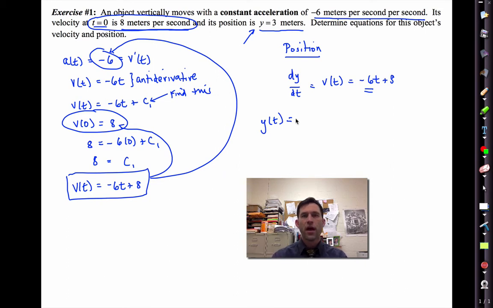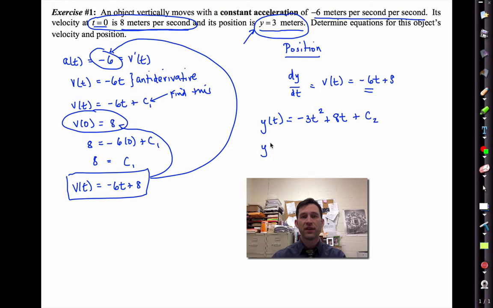Hopefully, everyone found that they would have negative 3t squared, right? Think about bringing the 2 down, negative 6, etc. Now to take our derivative and get 8, we'd have to have 8t. And we'd have to have another constant thrown on. To figure out our second constant, we're going to use this.